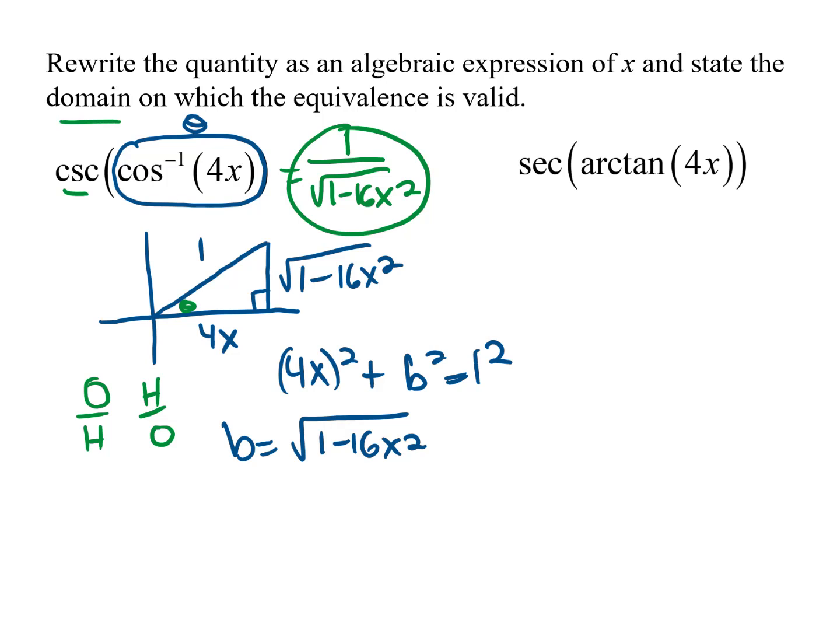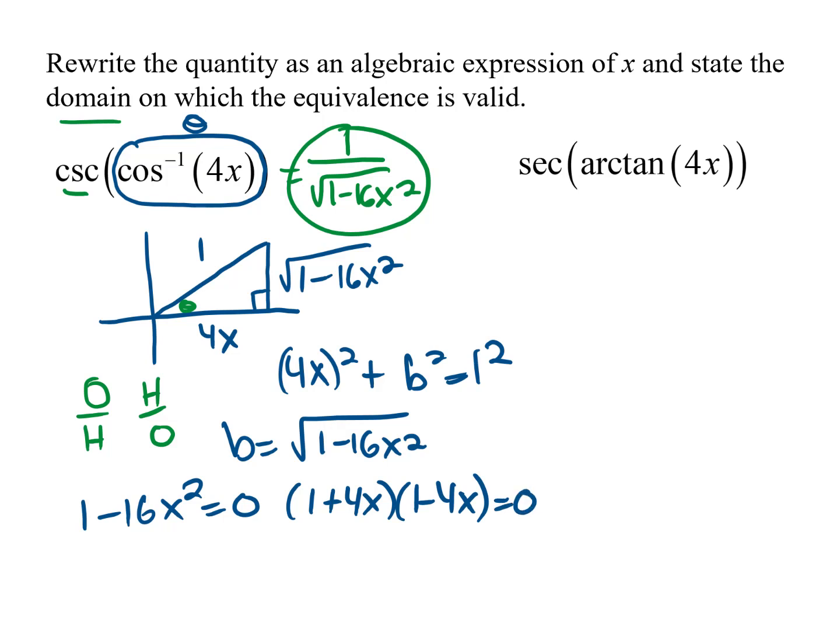So let's take what is under the square root, 1 minus 16x squared, and let's figure out where it equals 0. I'm going to factor that. That's 1 plus 4x and 1 minus 4x. It's the difference of squares. Putting that equal to 0, if you set this first one equal to 0 and solve it, you'd get x equal negative 1/4. And then with the second one, you would get x equals 1/4. So we can't use those values, but those are our endpoints, negative 1/4 and 1/4.